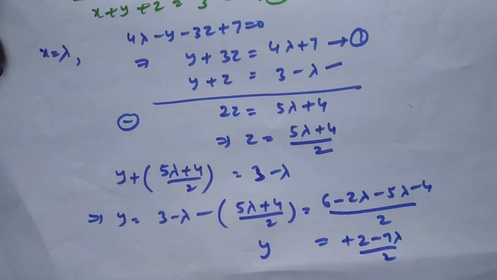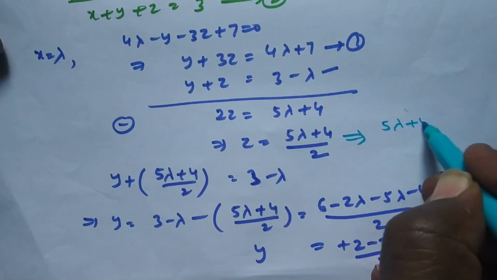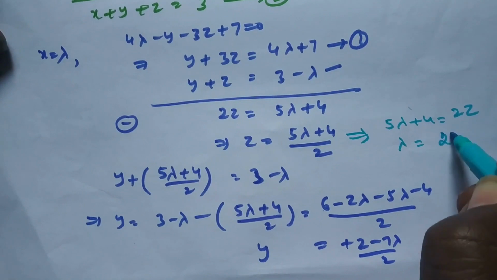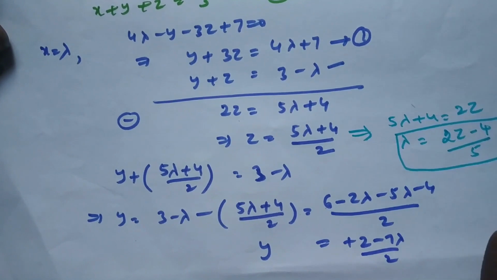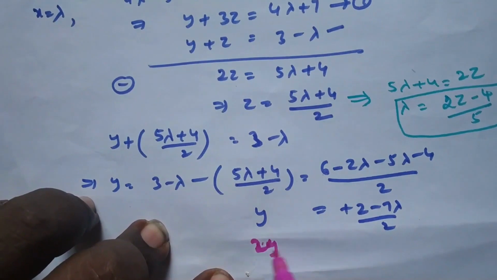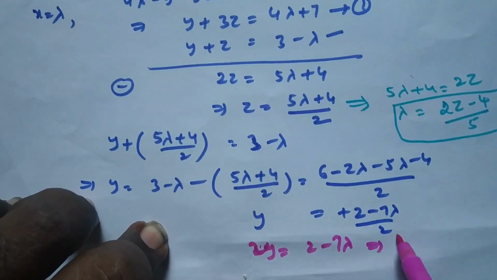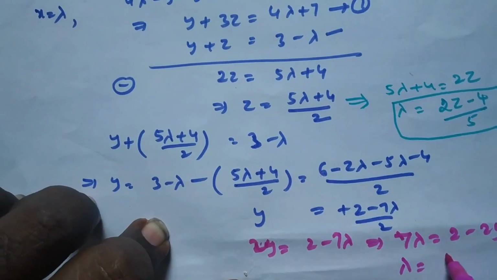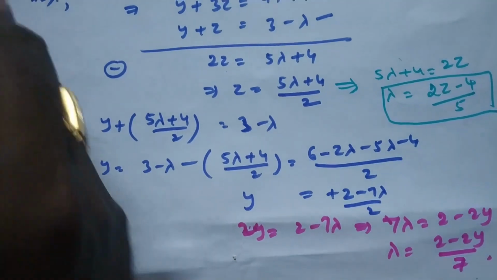Now we calculate the value of lambda in terms of y and z, implies 5 lambda plus 4 is what? 2z. What is my lambda now? 2z minus 4 by 5. This is lambda in terms of z. Similarly, 2y is equal to 2 minus 7 lambda, implies 7 lambda is equal to 2 minus 2y. So lambda is equal to 2 minus 2y by 7. So equate these three lambdas.